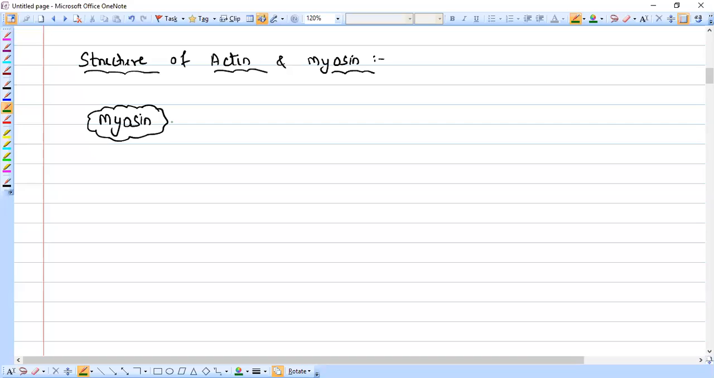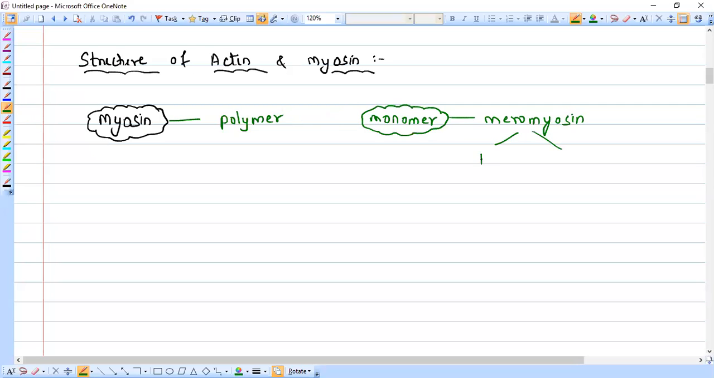So the polymer is called myosin. This is a polymer. And the monomer is not called myosin. The monomer is called meromyosin. When I say meromyosin, it consists of two parts, the head and the tail. So let's understand with the diagram.